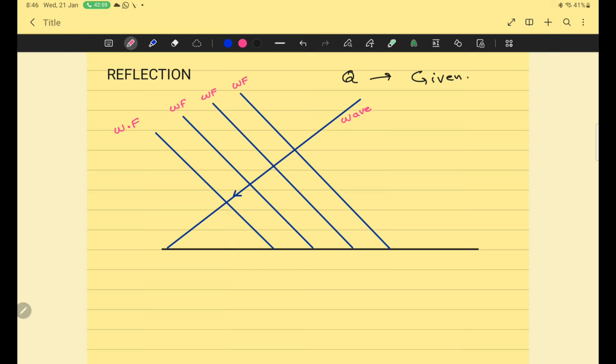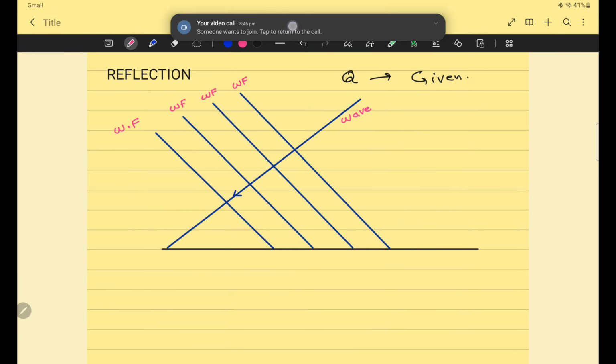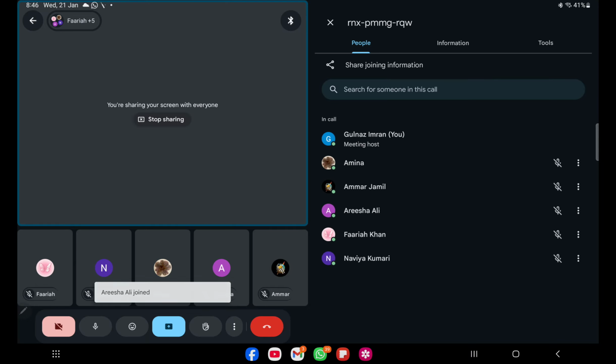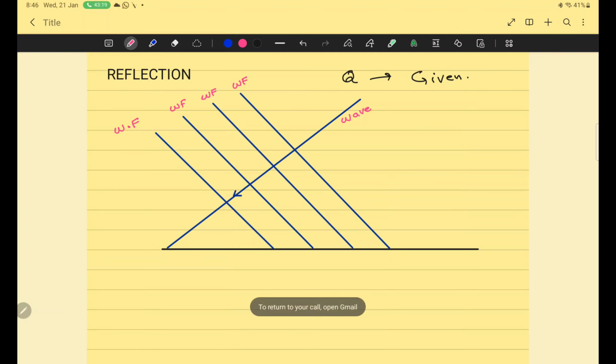Arisha, have you drawn the diagram of the question? Okay. Now I am going to explain how you draw reflected wavefronts.